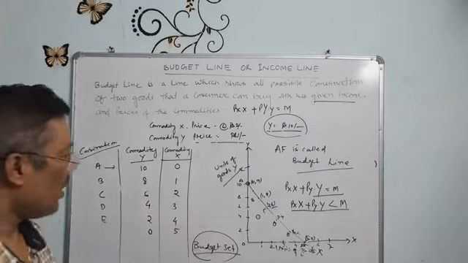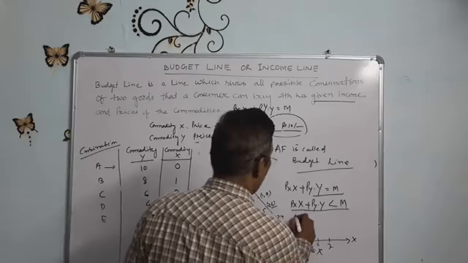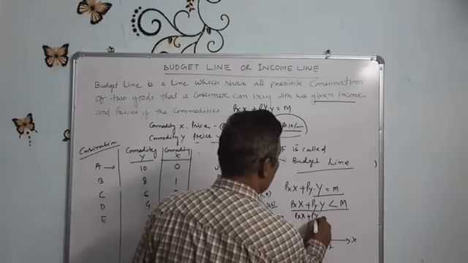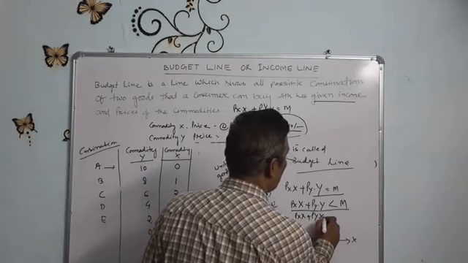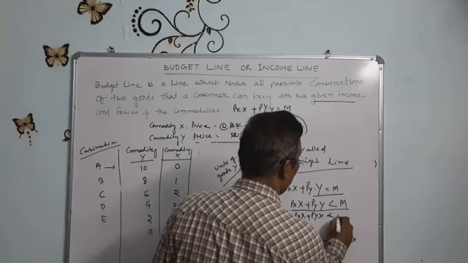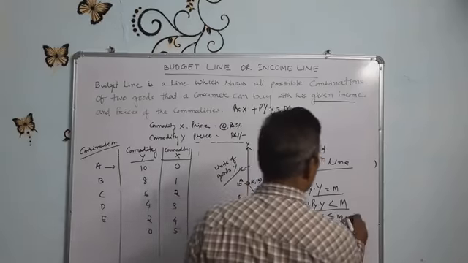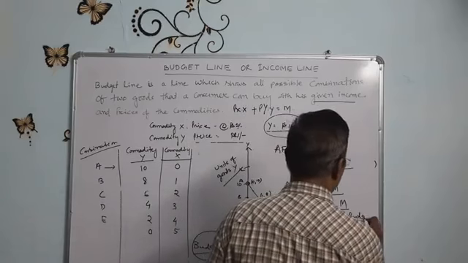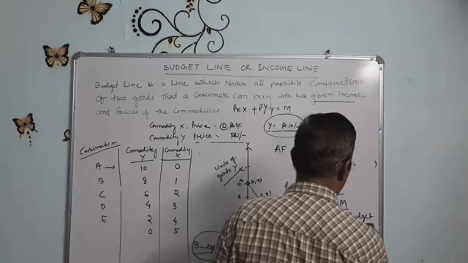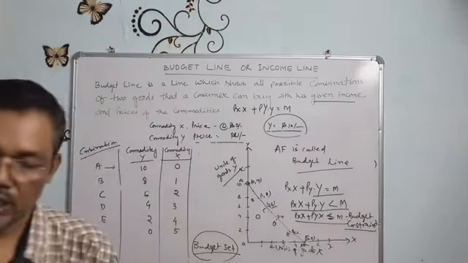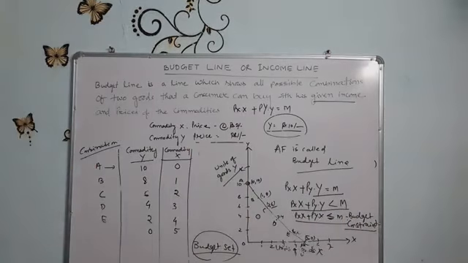That is why we may write here Px into X plus Py into Y less than or equal to M. This is called the budget constraint. So what is budget constraint? We'll discuss later.